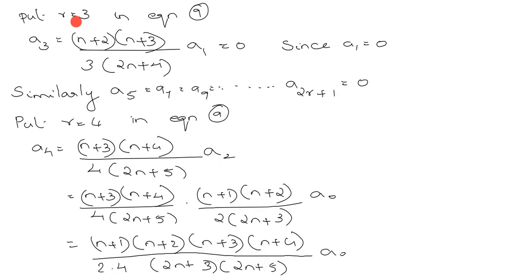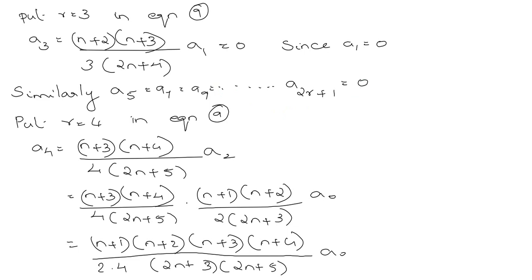Now putting r is equal to 3 in equation 9, we can write a3 as n plus 2 into n plus 3 divided by 3 into 2n plus 4 into a1, but we have already obtained that a1 is equal to 0, so a3 will be equal to 0. Similarly, a5, a7, a9 etc. a2r plus 1 is equal to 0.